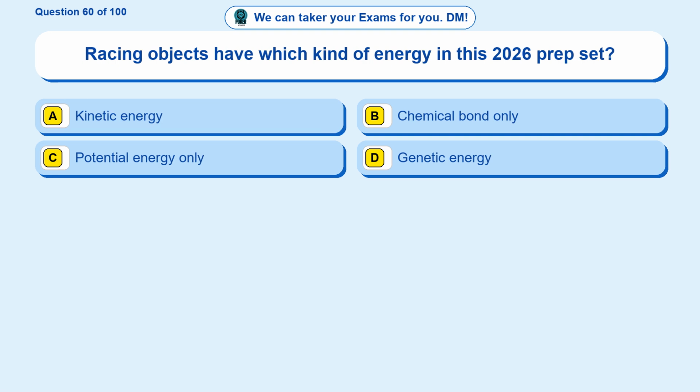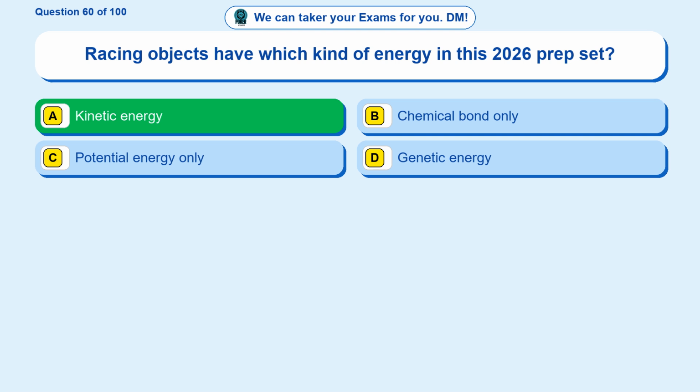Question 60. Racing objects have which kind of energy in this 2026 prep set? Option A, kinetic energy. Option B, chemical bond only. Option C, potential energy only. Option D, genetic energy. The correct answer is option A.